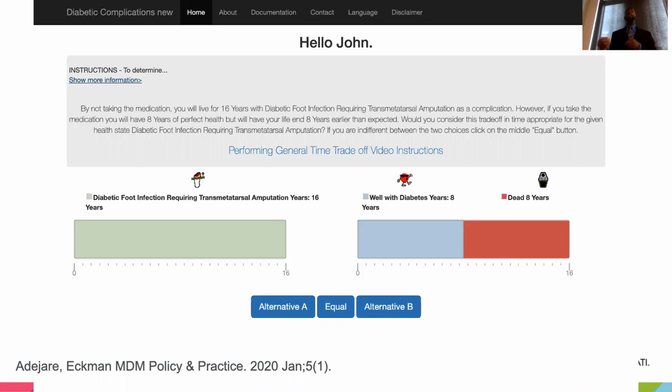On the other hand, with alternative B, you could choose that and be well with diabetes for 8 years. However, you will unfortunately pass away 8 years earlier than what you'd expect. With that in mind, which one would you choose?